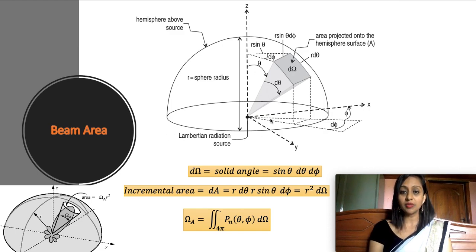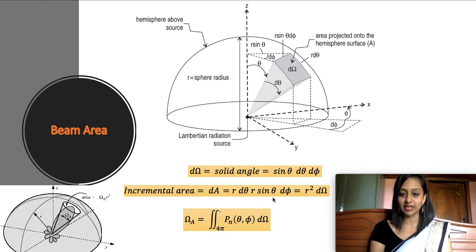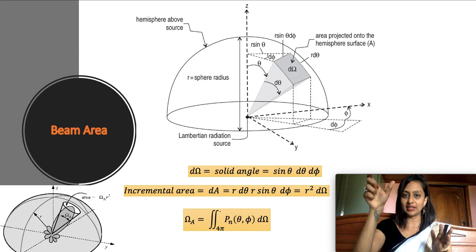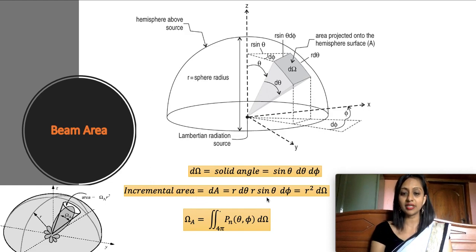But the inclination between theta and phi is different, right? So this and this have some angle or orientation difference. That I represent in terms of sine theta. It's as simple as finding the area of a square: length into breadth. So that dimension I have taken here, d theta into d phi, but it is with respect to the distance, so it is d theta into r into d phi. But the angle between theta and phi is different, so I will represent that in terms of sine theta. So it's r into d theta, r into sine theta into d phi.